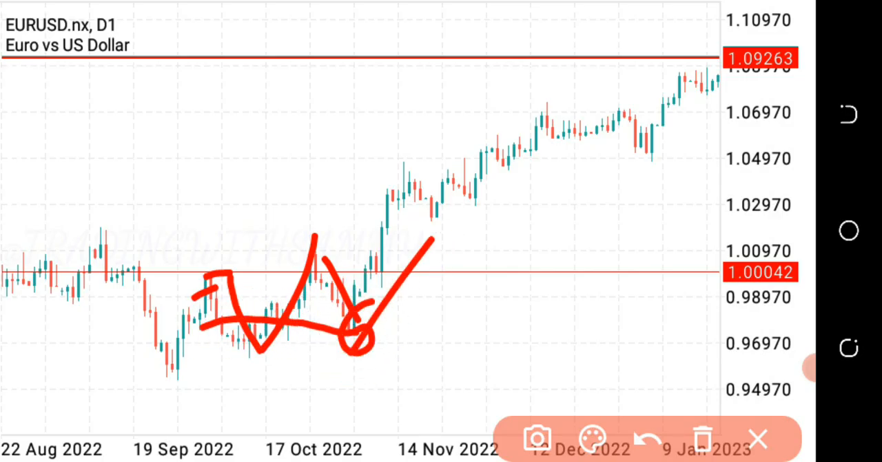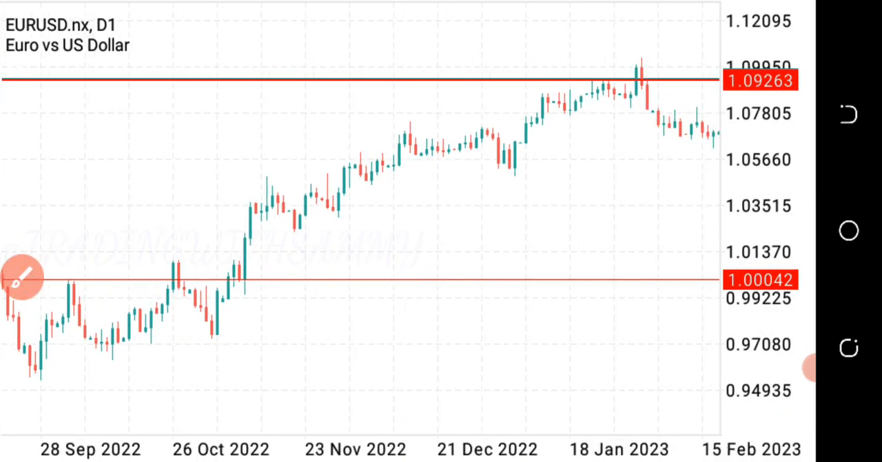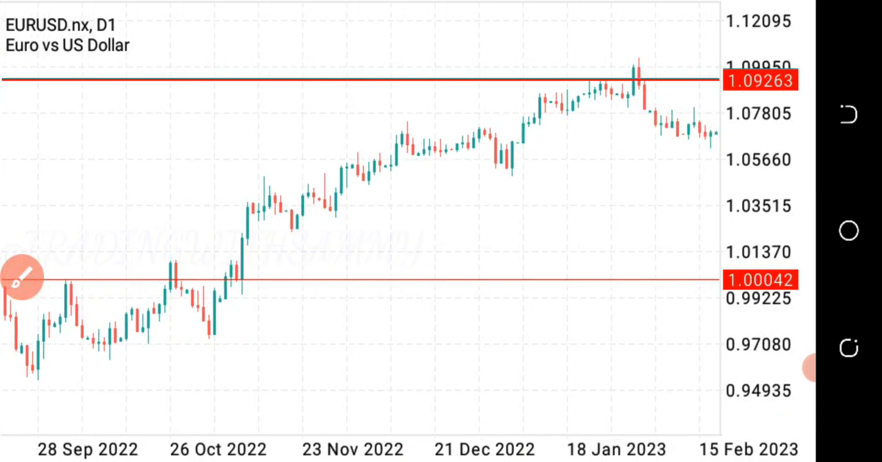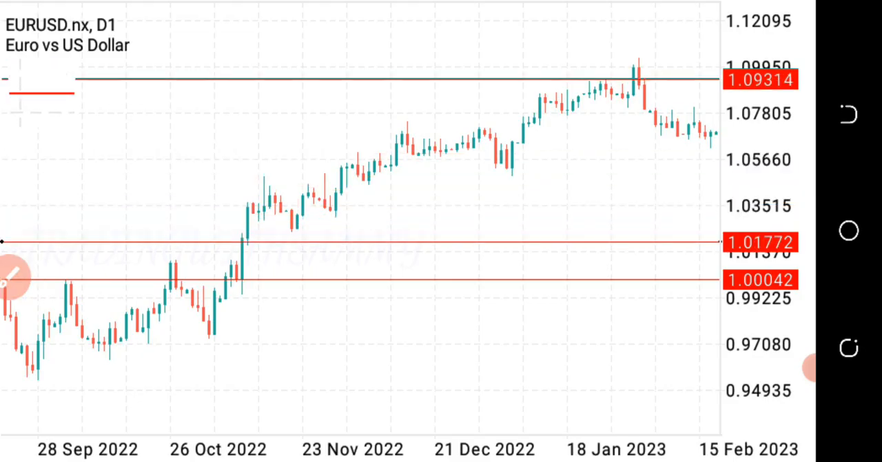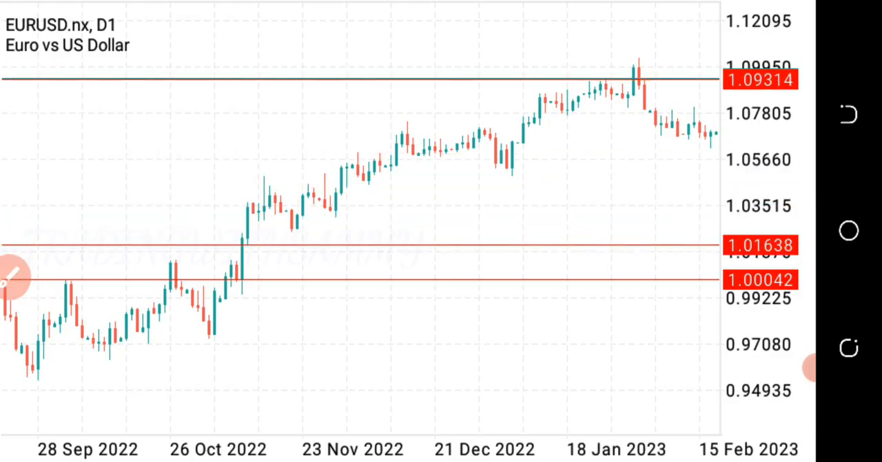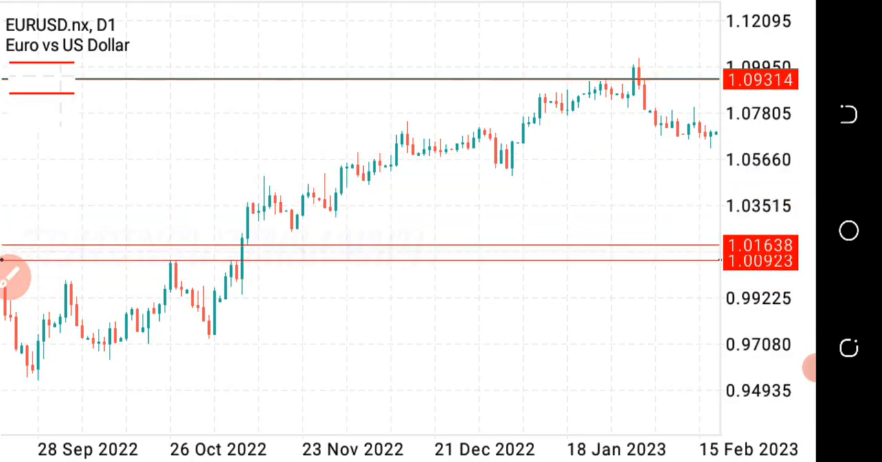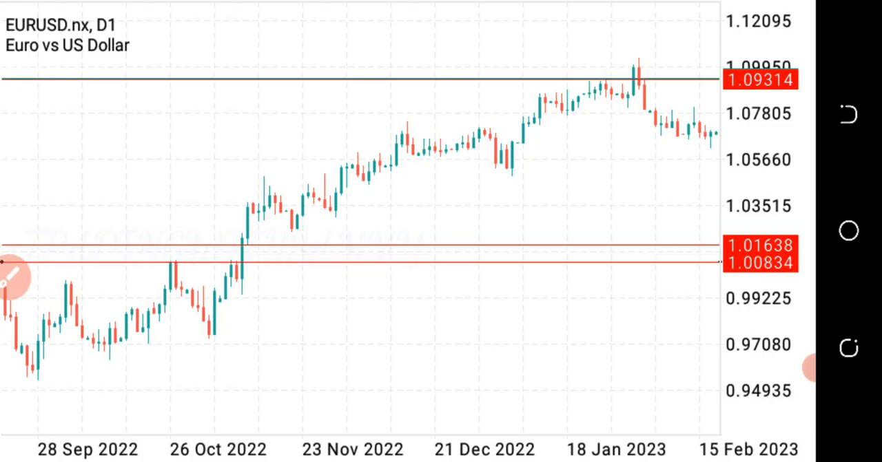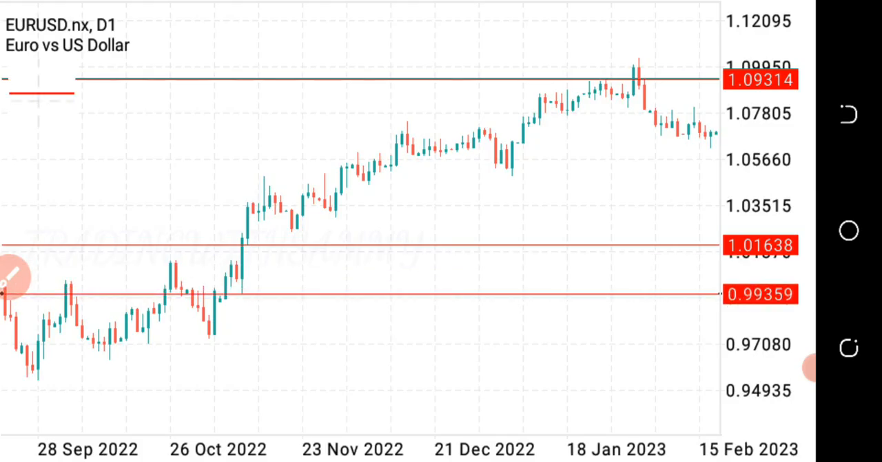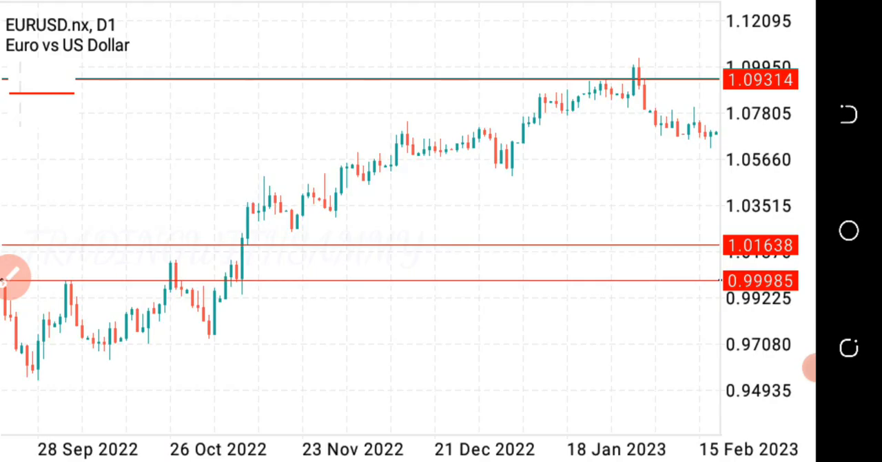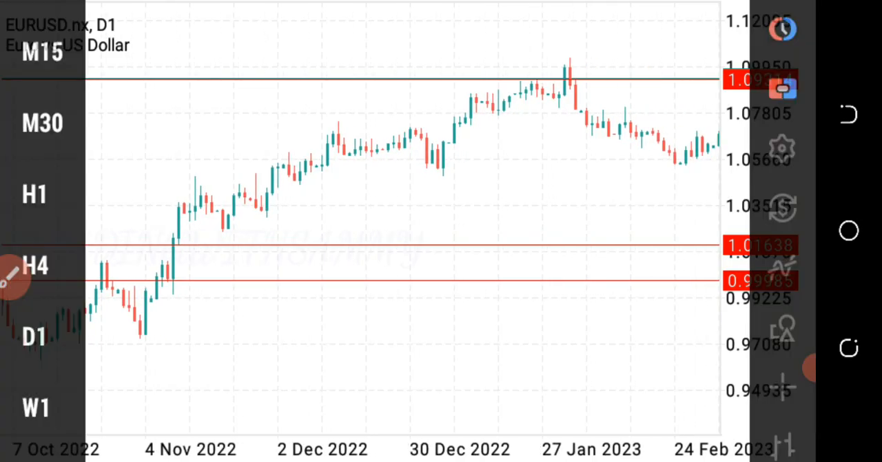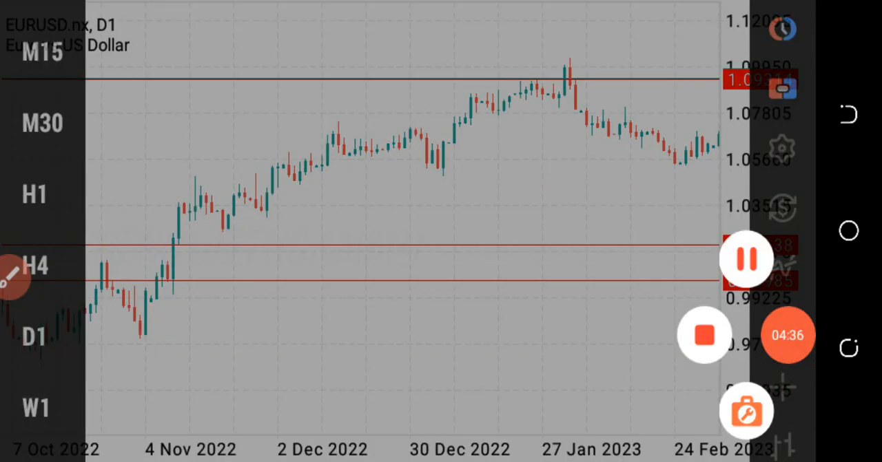Okay, now while we're going up, this zone here was spotted as liquidity. Price actually did something here. It gave us a fair value gap in between here, and anywhere you see a fair value gap, it shows there's an order block below it. This is the order block that should be respected.